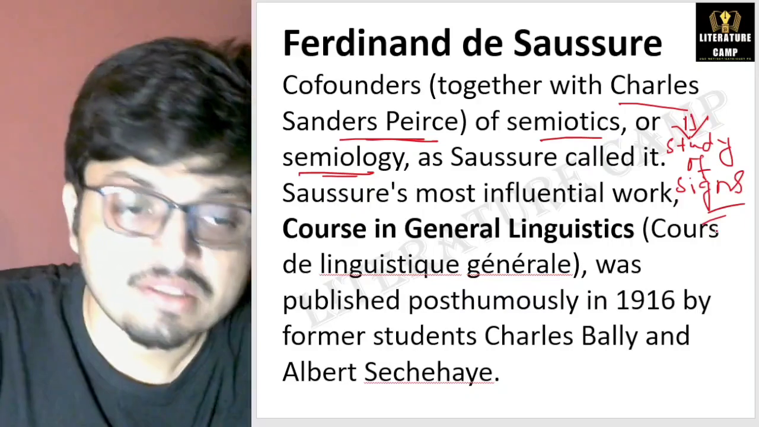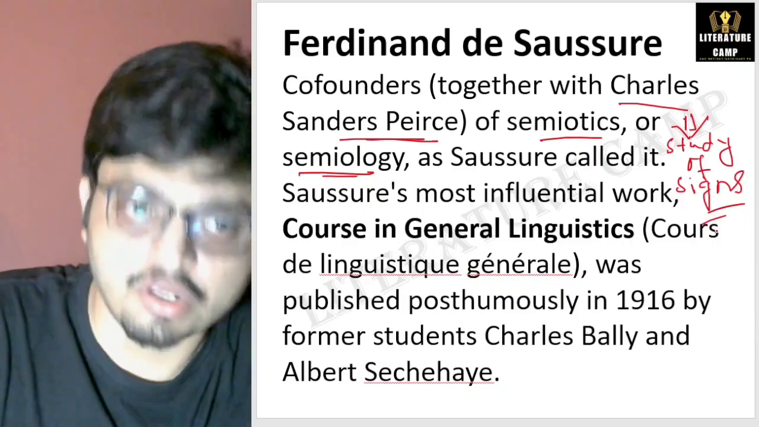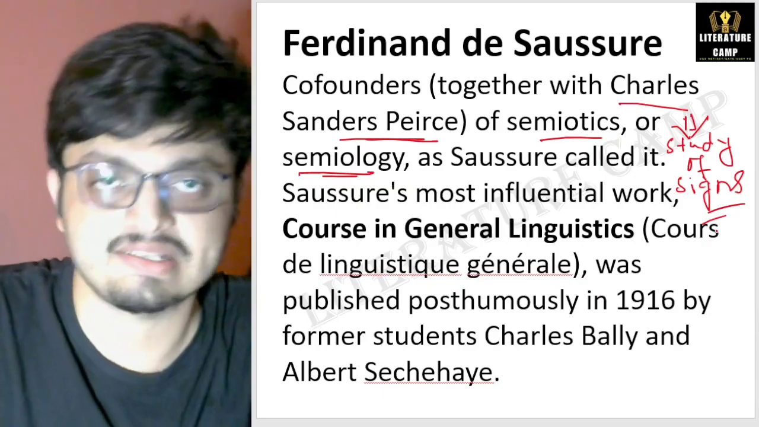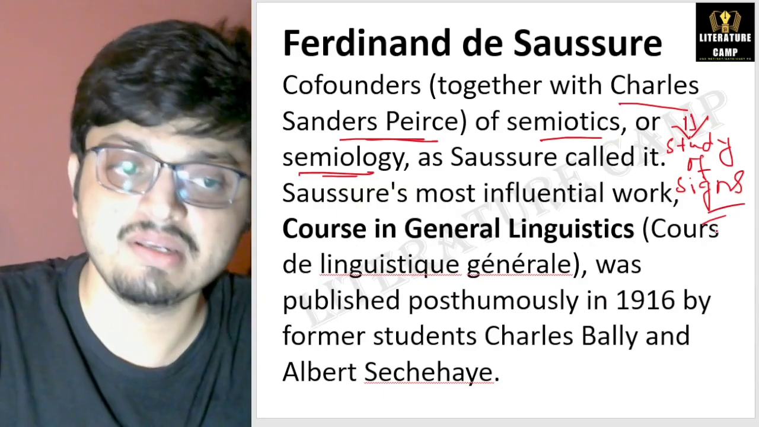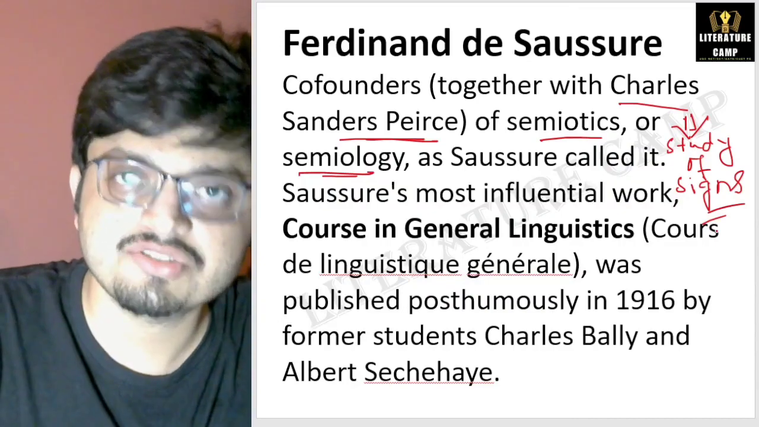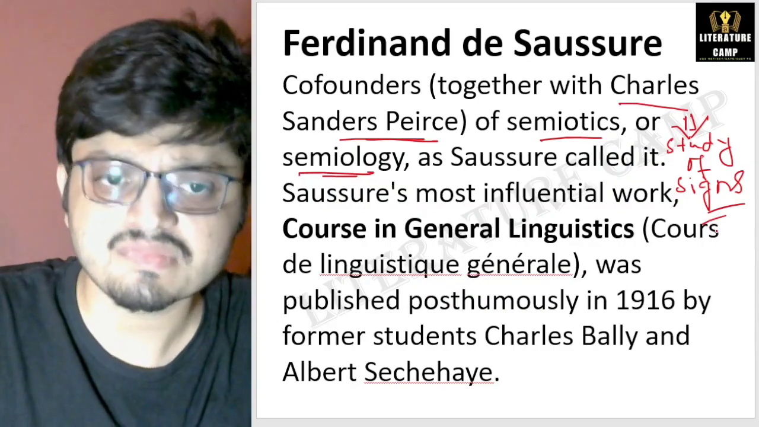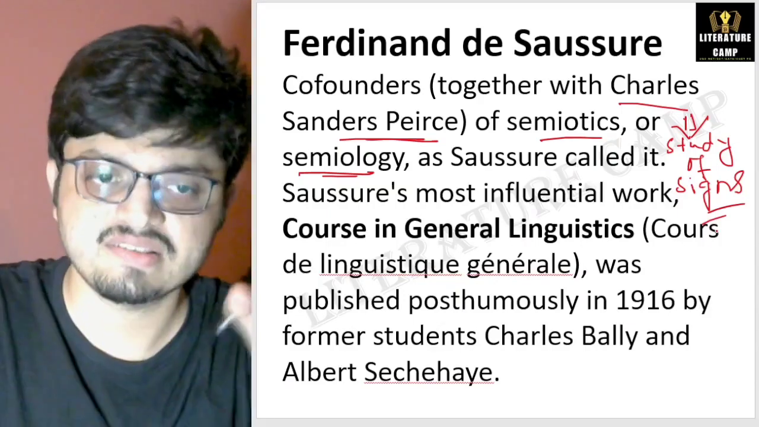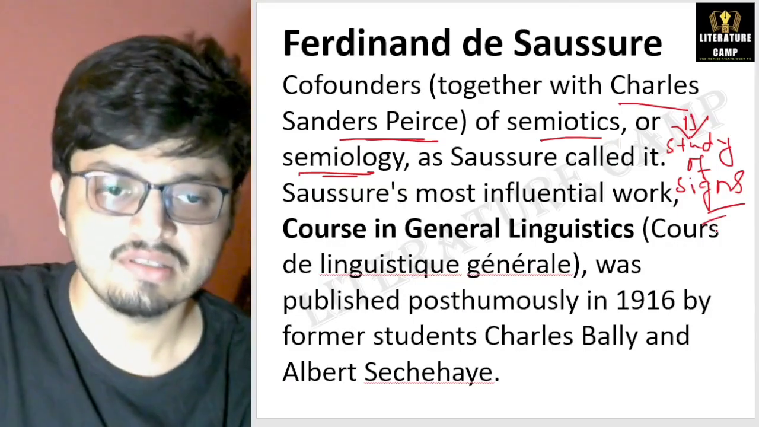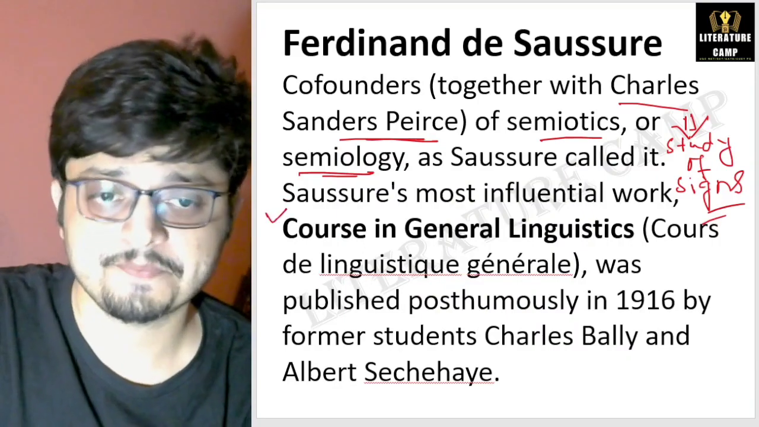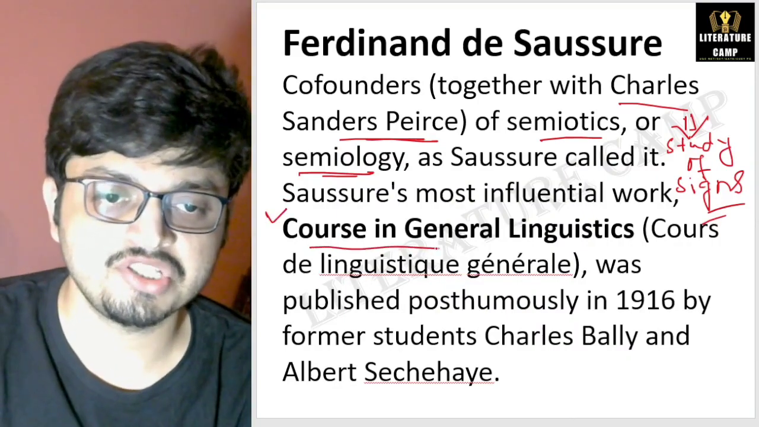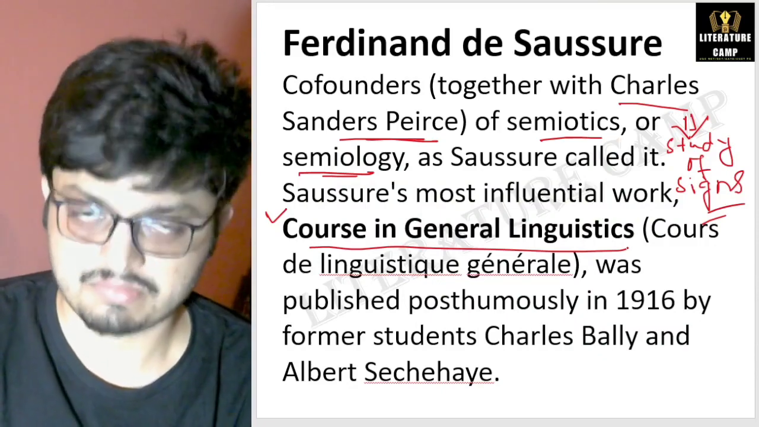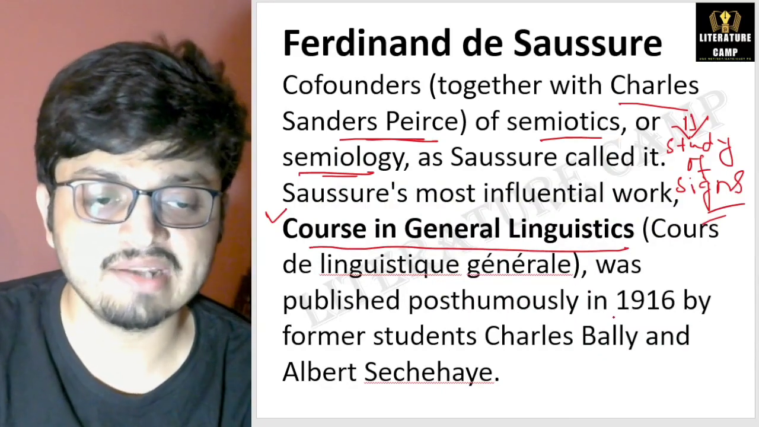Let me tell you, Saussure called it semiology, and C.S. Peirce called it semiotics. What does it mean? It means study of science. They're the co-founders of this concept of semiotics and semiology. And it is Saussure's very famous work, Course in General Linguistics, published, of course, posthumously in 1915.